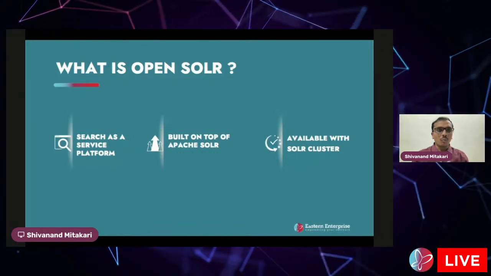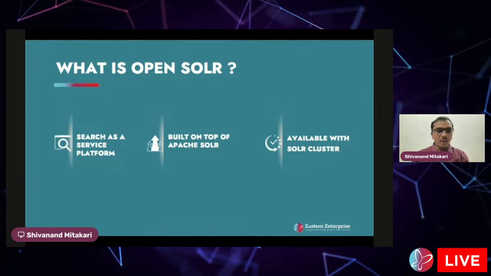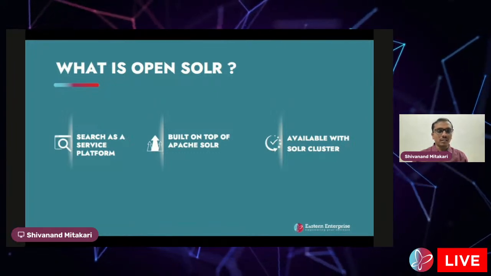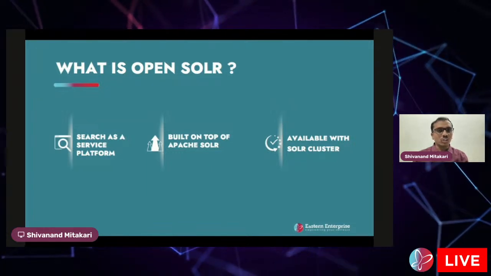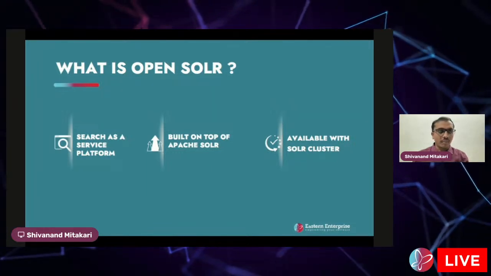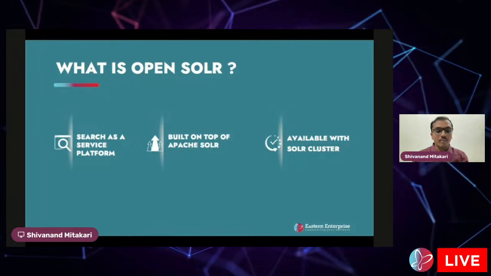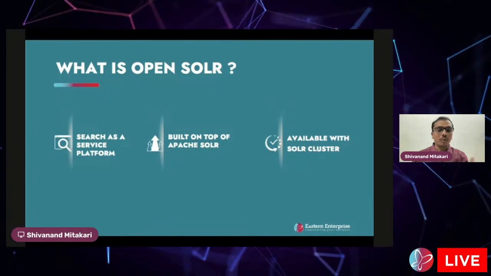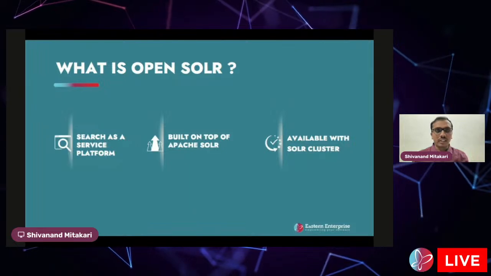So we'll talk about why this Open Solar integration is important and what this Open Solar is all about. Open Solar is a search as a service platform where a lot of data can be indexed into Solar, and then we can search that data based on our requirement, and we can update the data into Solar. We can fetch the information, and it is again built on top of Apache Solr. So Apache Solr is the core architecture for Open Solar, and it provides an Open Solar cluster as well, which we'll see in the demo.